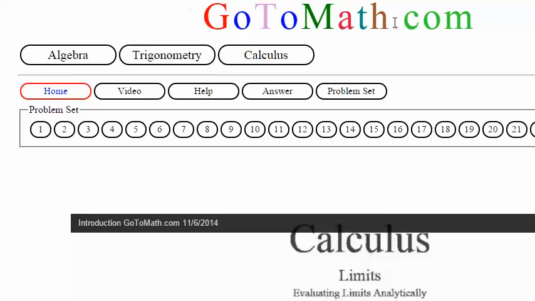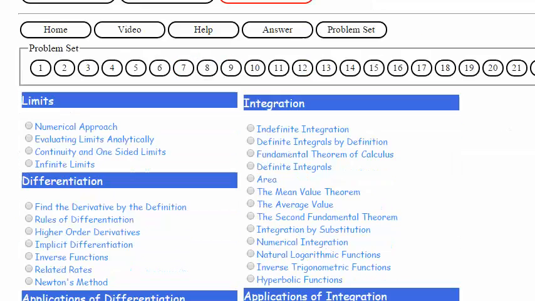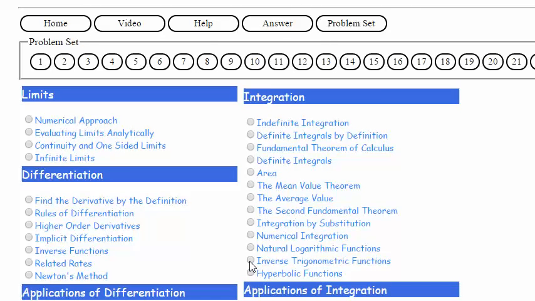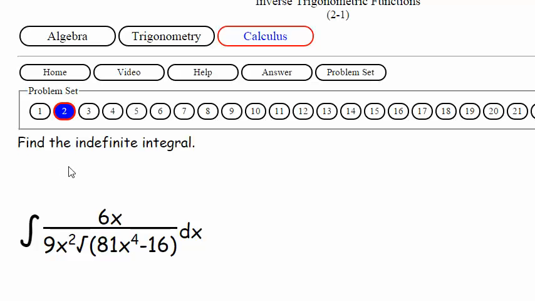Okay, we're here at gotomath.com. Click on the calculus. Let's go down to inverse trigonometric functions. All right, and I believe 2.1 is what we're going to be doing. Now it says find the indefinite integral. Of course, right off the bat here, we could see this could be simplified down, right? Obviously, we could simplify this, but we're just going to go ahead and use these numbers.